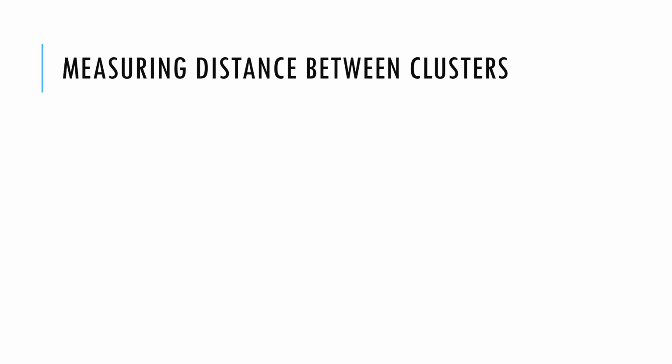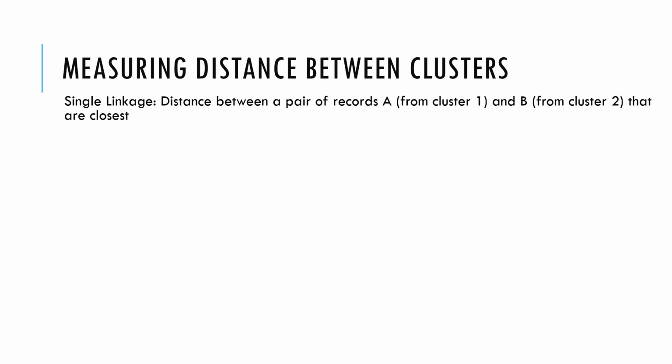So, measuring distance between clusters. There are different methods to measure distance between clusters. The first one is called single linkage. What it does is it pairs data points between these two clusters, all the possible pairs. So this and this. It makes pairs of data points from one cluster to data points from another cluster, and looks for the pair which is the closest, the shortest distance.